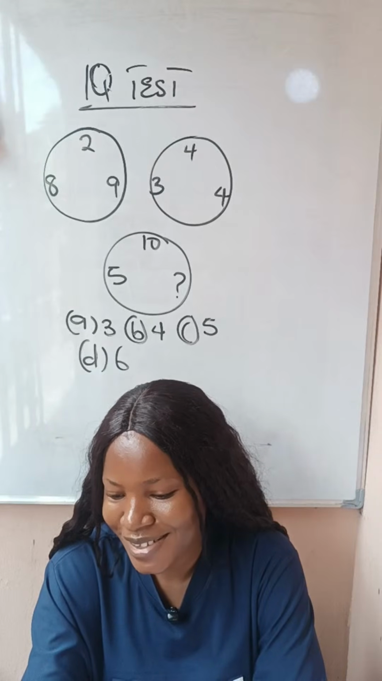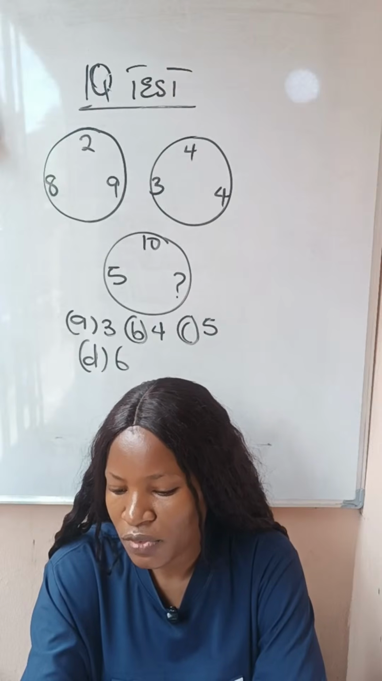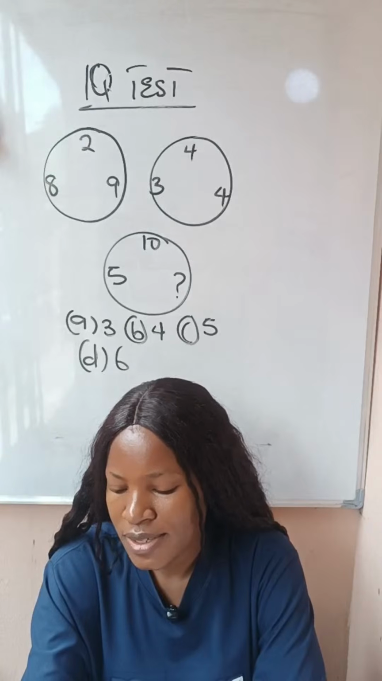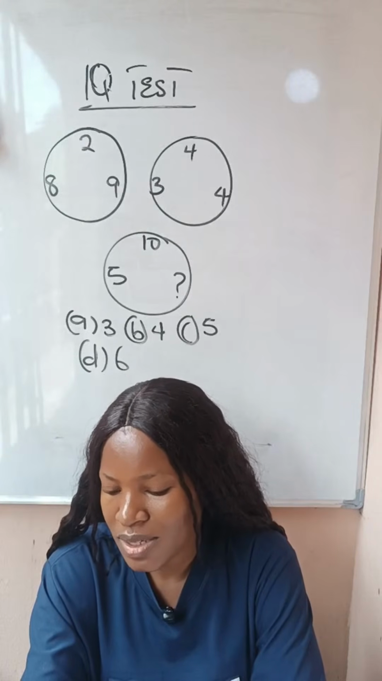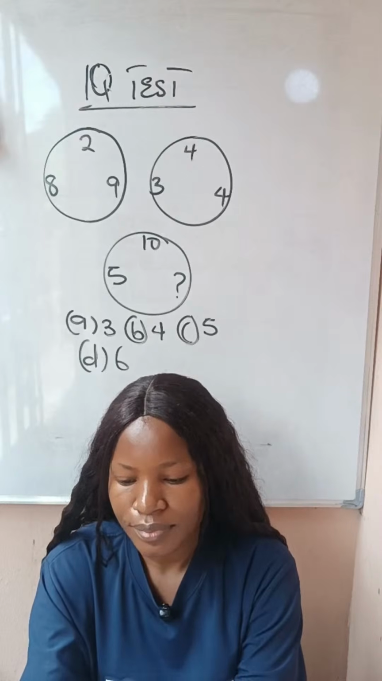Amanda says, what's the question? The question says, find the missing number. In the first circle, we have 829. Second circle, we have 344. The third circle, a number is missing. Please kindly tell us the number you think is missing.